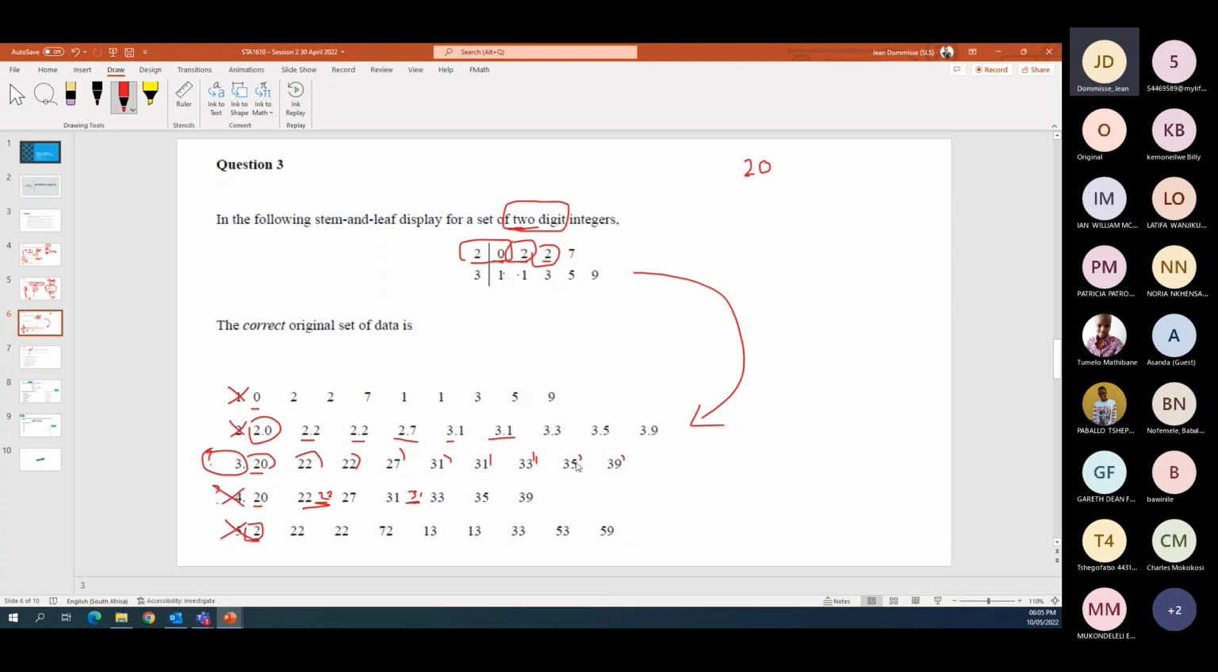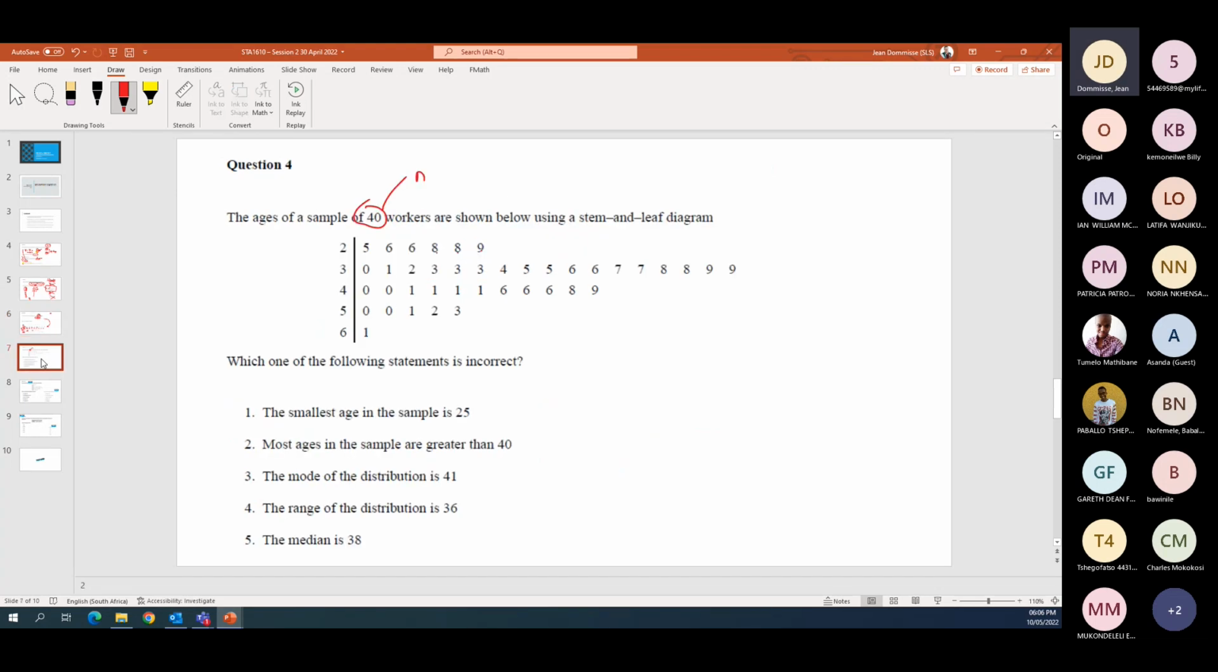So this is just another way that they can ask you in the assignment or in the exam. And as with stats, they nearly want to try to catch you out. That is a very easy way to catch you out, because the wrong one of 2.0 was one you might have chosen if you had gone through it. So that is another way of a stem and leaf.